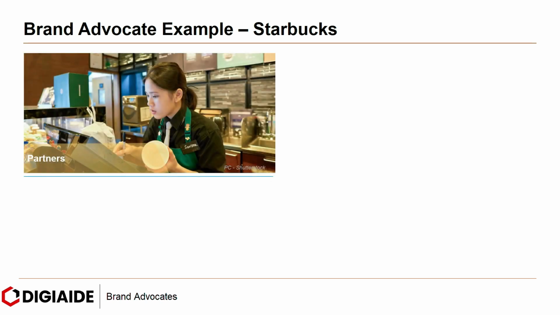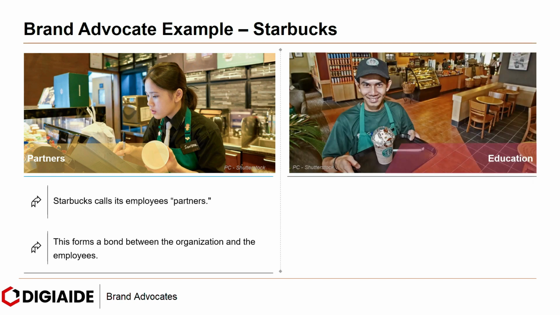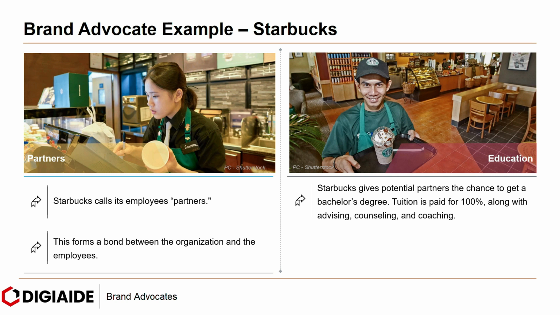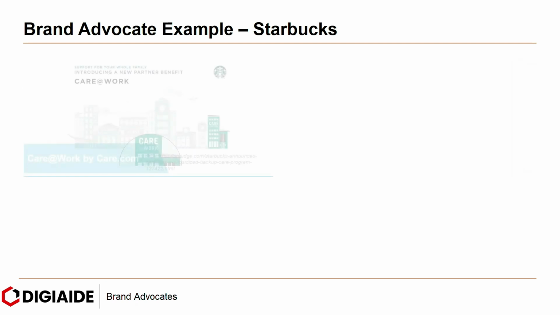Now moving our focus to Starbucks employees. First, employees are called partners. Starbucks calls its employees partners. This forms a bond between the organization and the employees. Next is the education for them. Starbucks gives potential partners, as in the employees, a chance to get a bachelor's degree. Tuition is paid for 100% along with advising, counseling and coaching. All of this is provided through Arizona State University's most prestigious online degree programs.